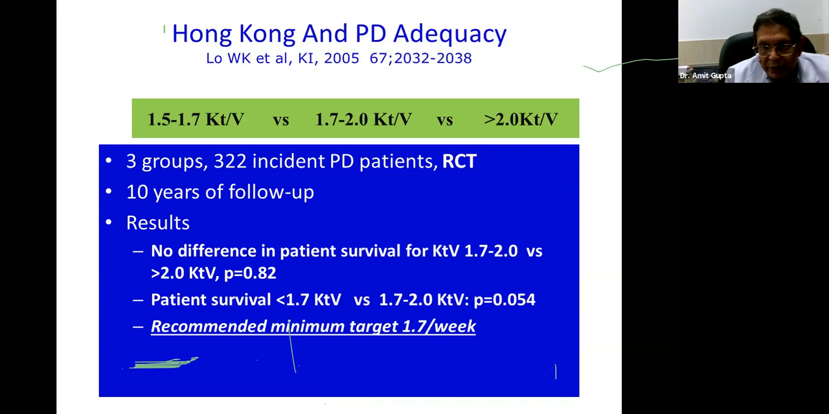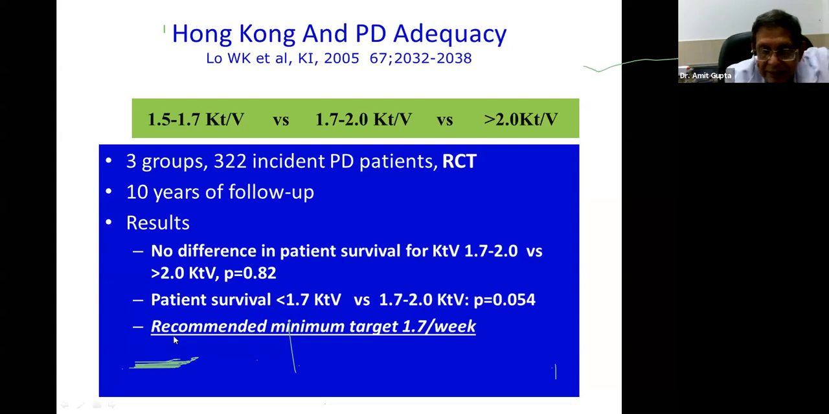They had one group whose Kt/V was less than 1.7, another group whose Kt/V was between 1.7 and 2, and a third group where the Kt/V was in excess of 2. When they compared patients whose Kt/V was between 1.7 and 2 with those greater than 2, there was no difference in patient survival. On the other hand, those with less than 1.7, as compared to those between 1.7 and 2, had a much inferior patient survival.